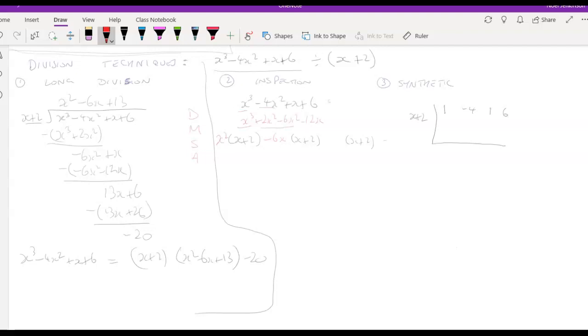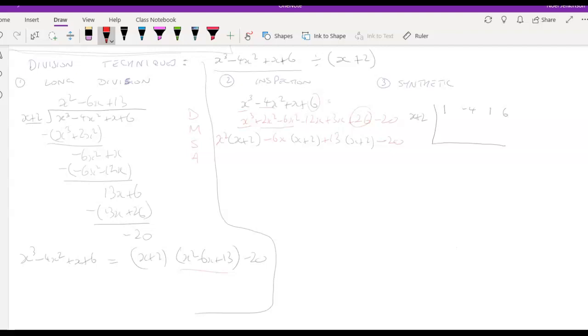So I've got to go up 13. Plus 13, multiply that, plus 13x. 13 twos are plus 26. We've finished. We now know that the bracket will be x squared take 6x plus 13, same as that. But 26 is not equal to the 6 here. They're not equal. So we need a minus 20 remainder to make that work. Minus 20, and it will take us down to 6.